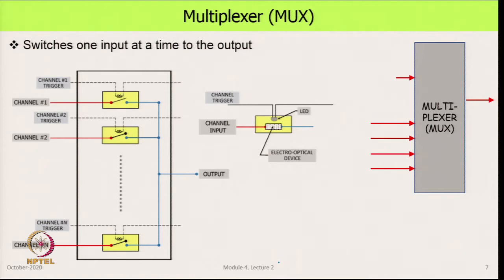Now, we come to the multiplexer. I have shown one picture here, and it is a small little device in which there are, this is the mechanical type of a multiplexer, in which there are these little devices, these boxes that I have shown, which is a relay.